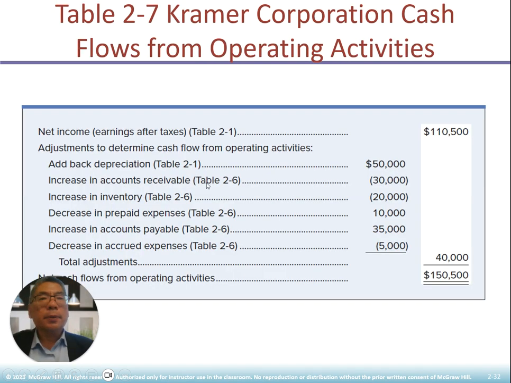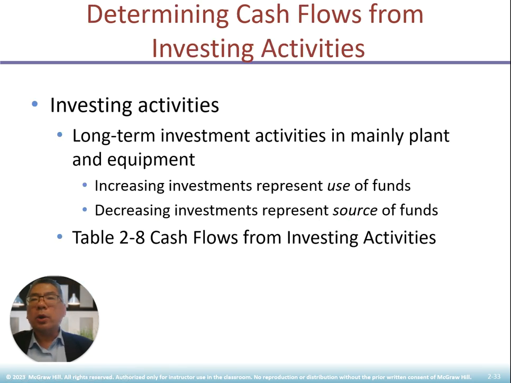Now look at the cash flow from operating activities. Net income after taxes, earnings after taxes, is 110,000, plus any adjustments such as depreciation and increases in accounts receivable and inventory, all added up to 40,000. Total cash from operating activities will be 150,500.